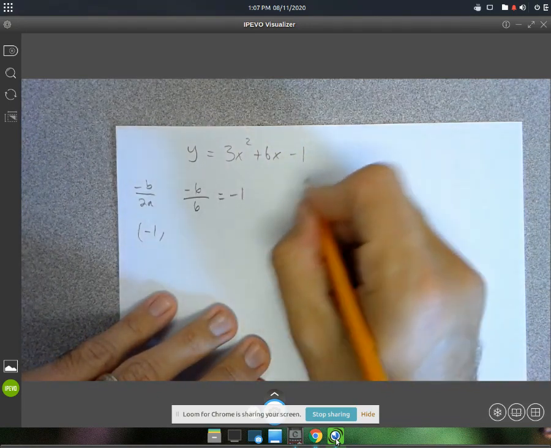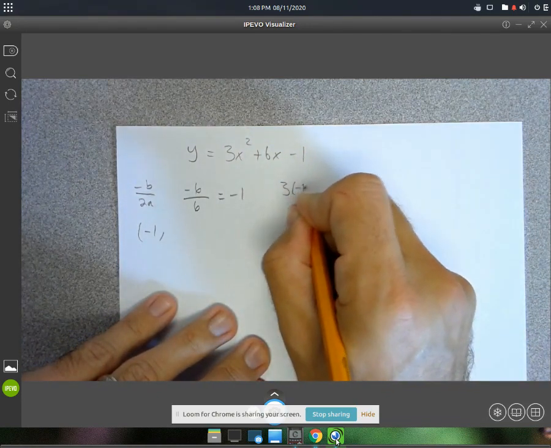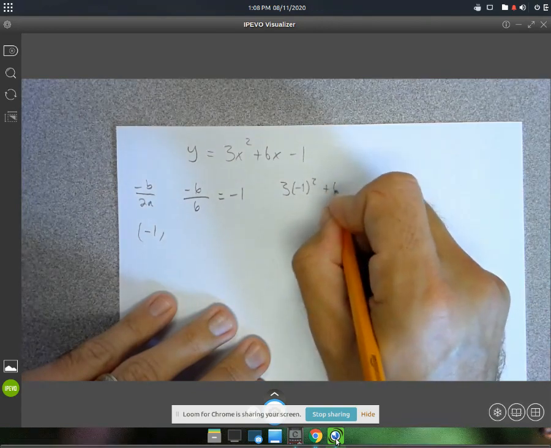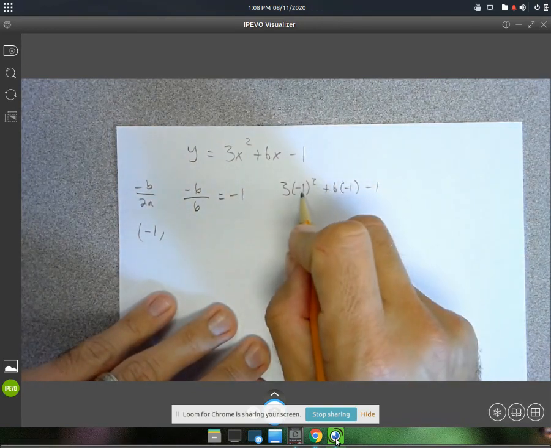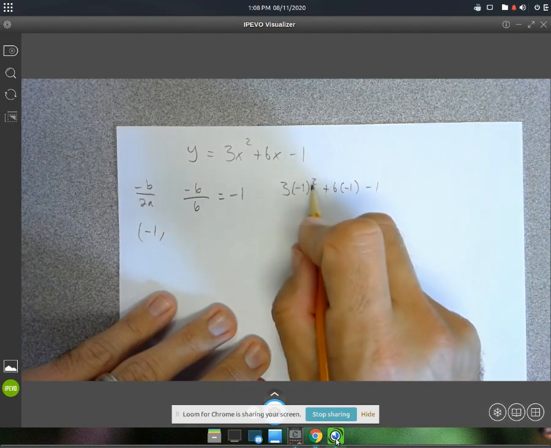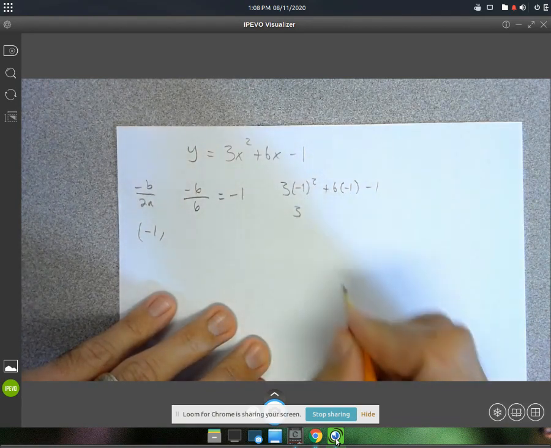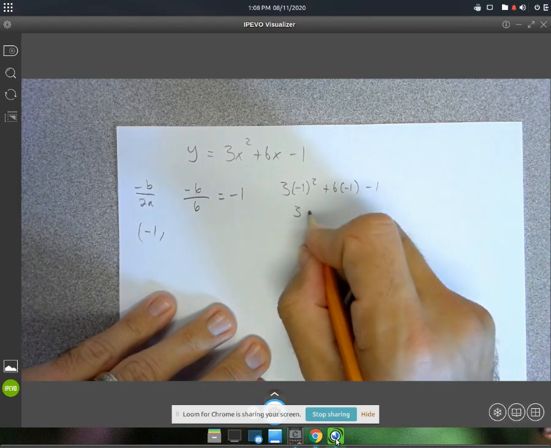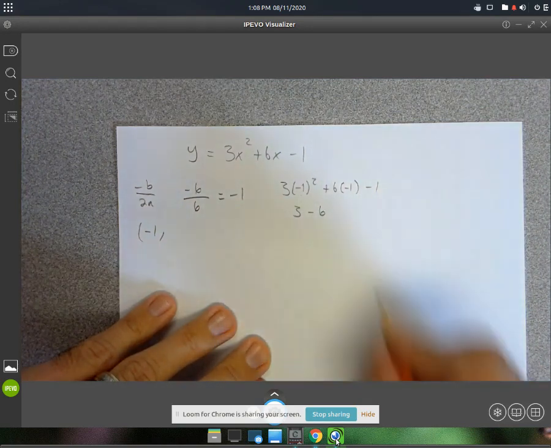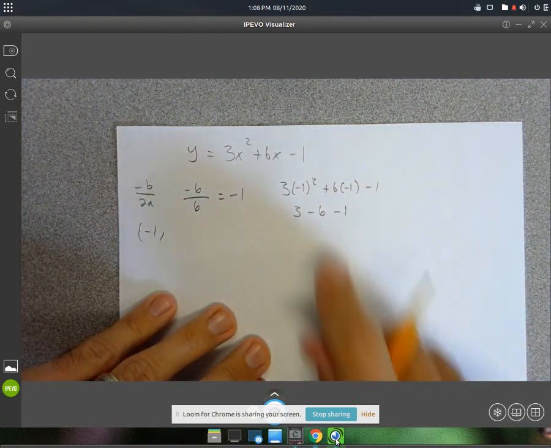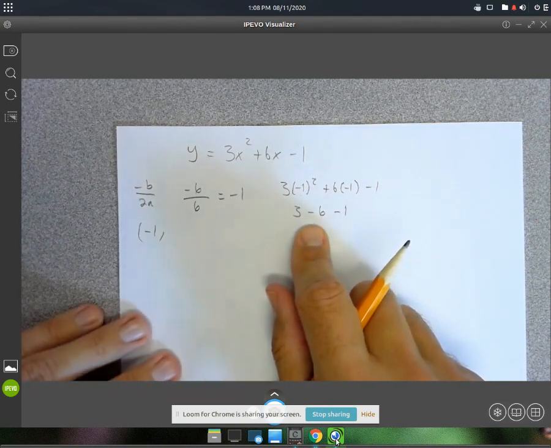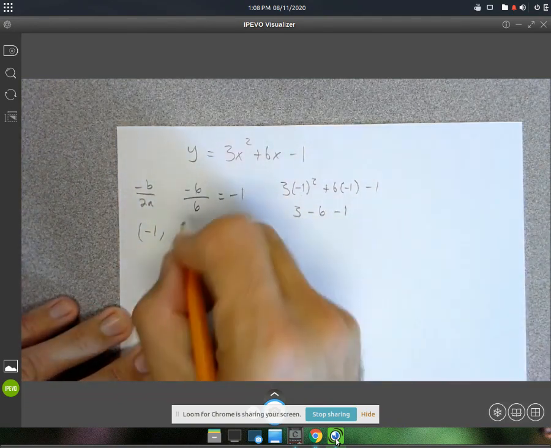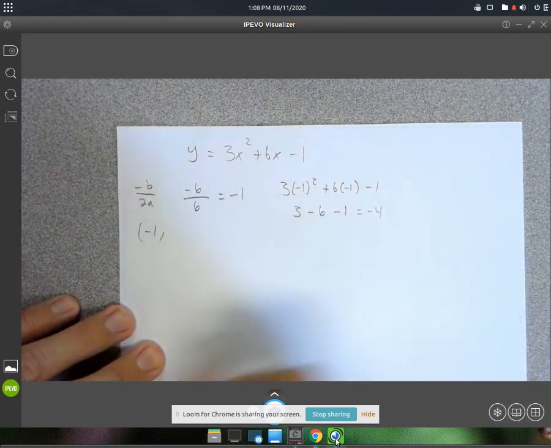value. So 3 times negative 1 squared plus 6 times negative 1 minus 1. Negative 1 squared is 1. 1 times 3 is just 3. 6 times negative 1 is negative 6 minus 1. 3 minus negative 6 is negative 3. Negative 3 minus 1 is negative 4. So that is our y coordinate.